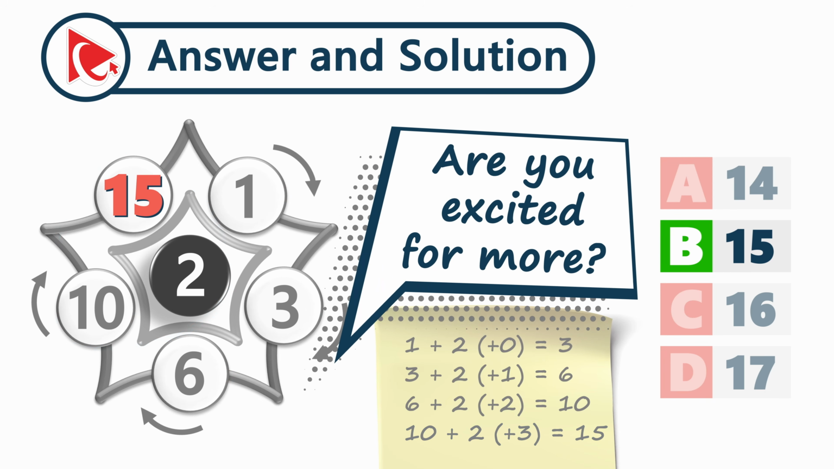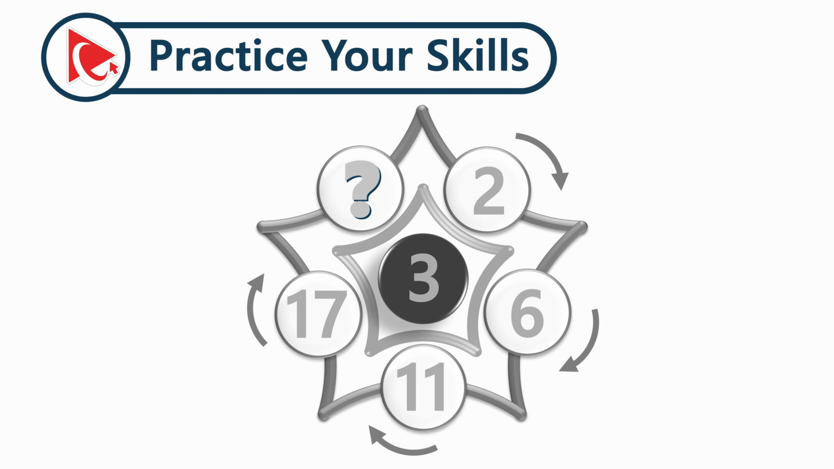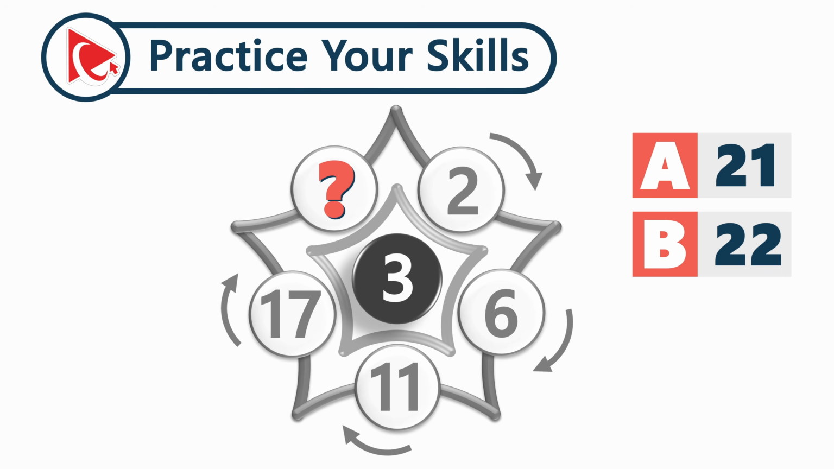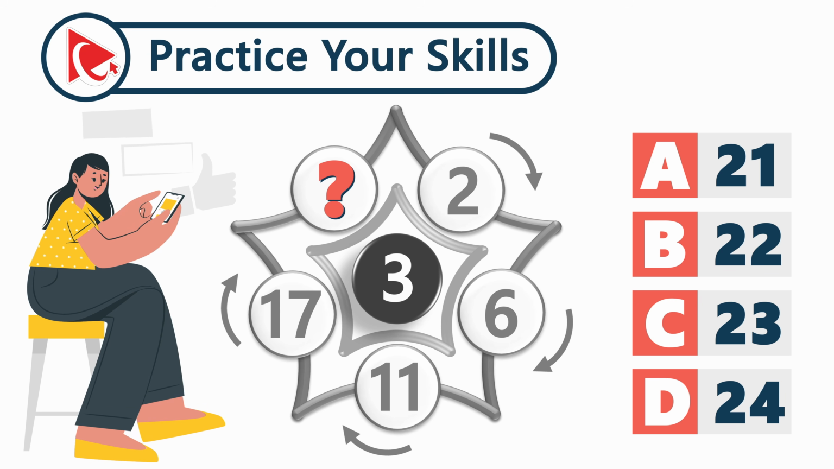Are you excited for more? Especially now as you know how to solve these types of challenges. Try this question to see how you would do. You're presented with an amazingly cool looking Pentagon. It has number 3 in the middle, and on the outside it has numbers 2, 6, 11, 17, and then comes the missing number, which you need to calculate and select your answer out of 4 possible choices. Choice A, 21, choice B, 22, choice C, 23, and choice D, 24. Once you've calculated your answer, share it in comments and I'll give you my feedback. Have fun with this intriguing challenge.